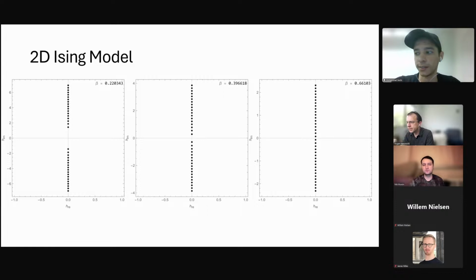Wait, is it happening sooner than h equals 0? Where? No, it's not happening. At h equals 0, right? Yeah. Beta is the inverse of the temperature. So beta small is high T, beta large is low T.